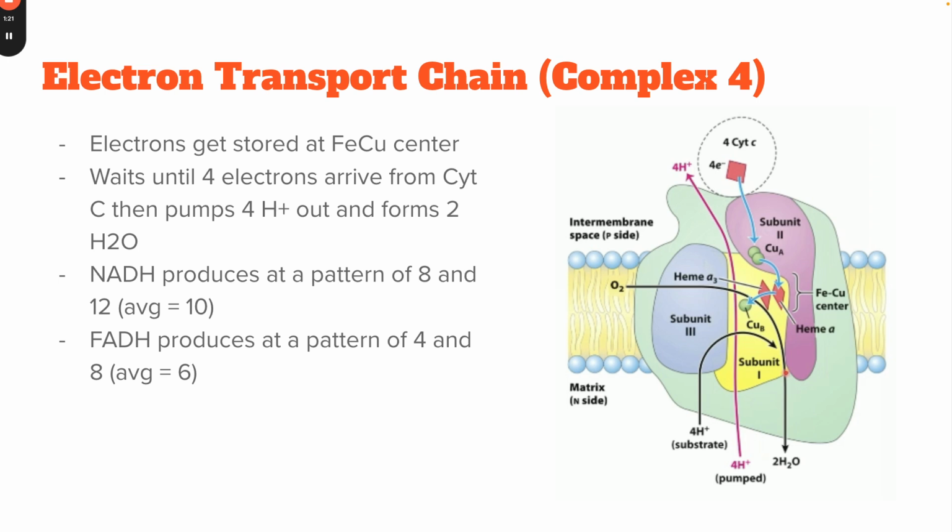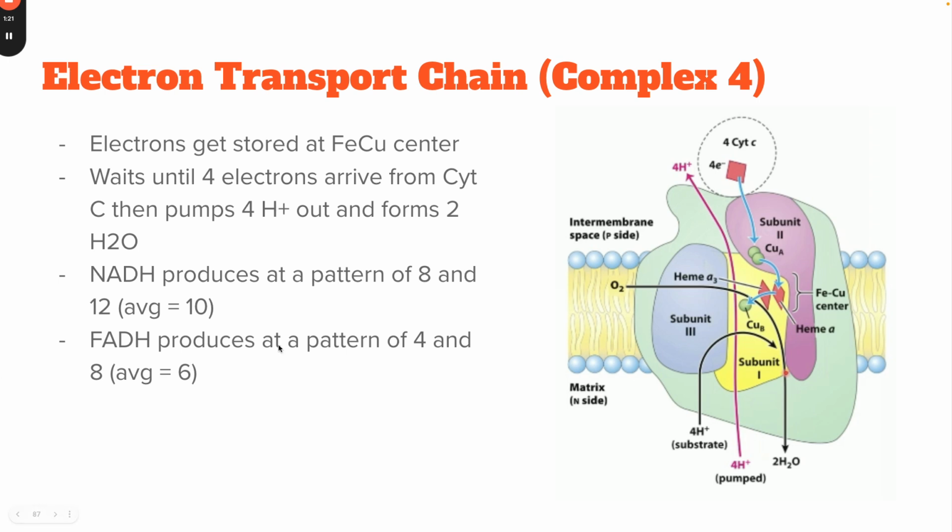So when the electrons move from cytochrome C to complex 4, the electrons are going to be stored at an iron copper center, and then it's going to wait until the electrons arrive, then it's going to pump out 4 protons into the intermembrane space, and it's also going to form 2 molecules of water.